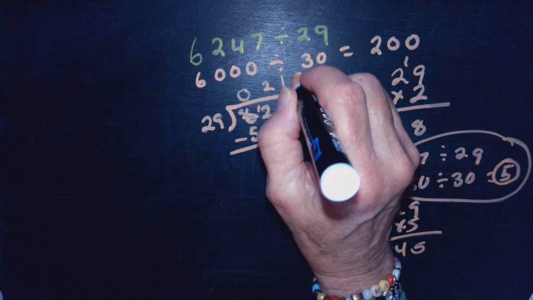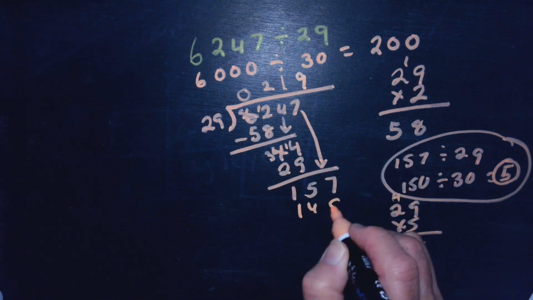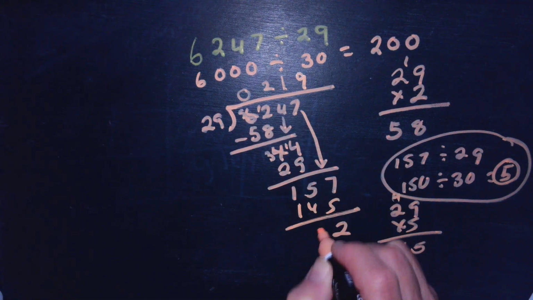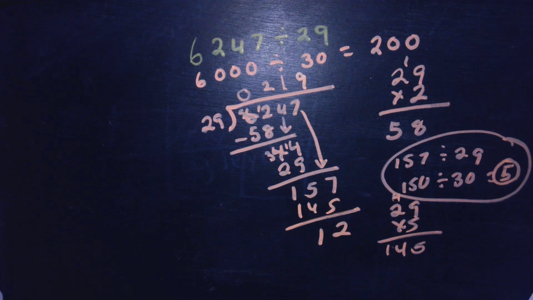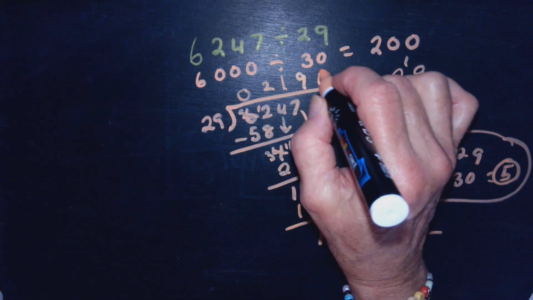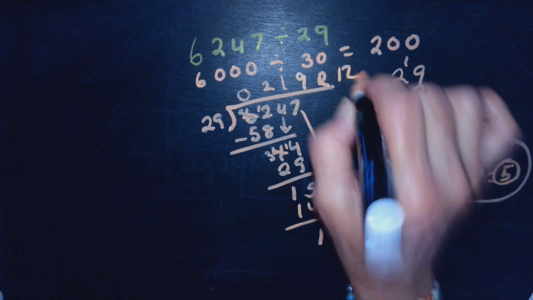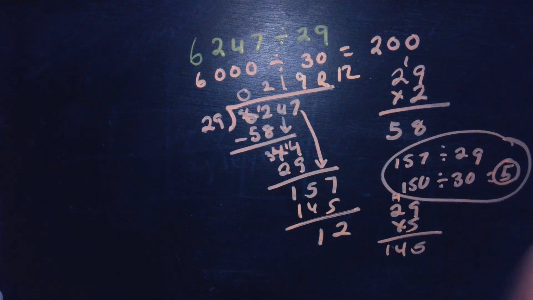So I'm going to put my 9 up here, my 145 right there. And when I subtract, I get a remainder of 12. So my answer would be 219, remainder 12.